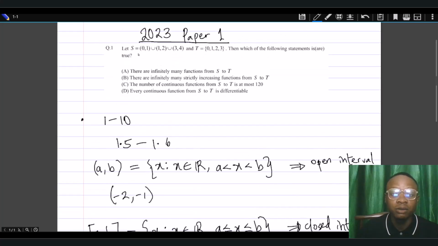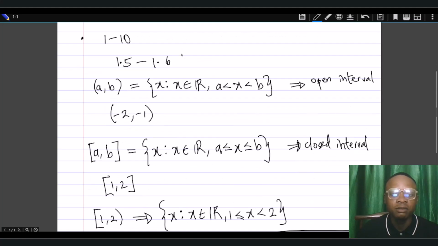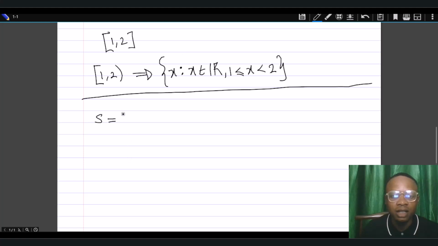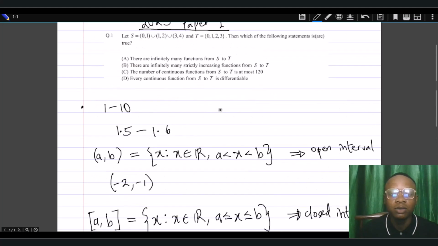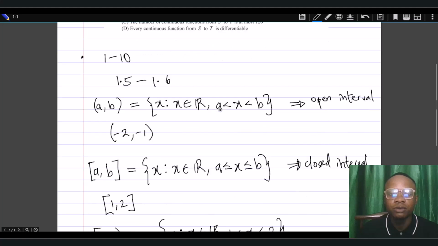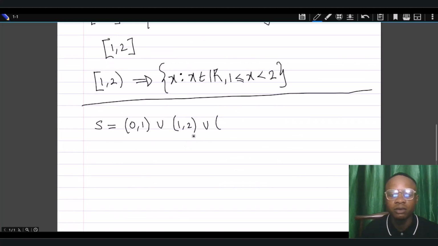This contains all real numbers from 0 to 1, then all real numbers from 1 to 2, then all real numbers from 3 to 4. So let's reproduce it as given. Real numbers from 0 to 1, union real numbers from 1 to 2, union, what else do we have there? Real numbers from 3 to 4. As you can see, this excludes 0, excludes 1, excludes 2, excludes 3, excludes 4. It also doesn't include real numbers from 2 to 3. So you can see that is not included here.